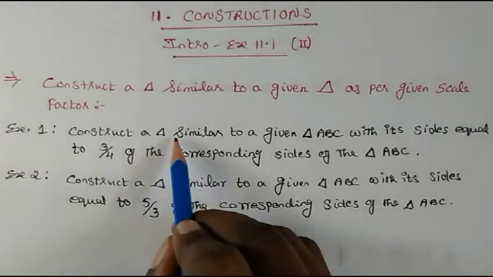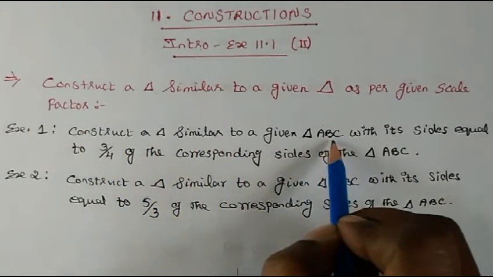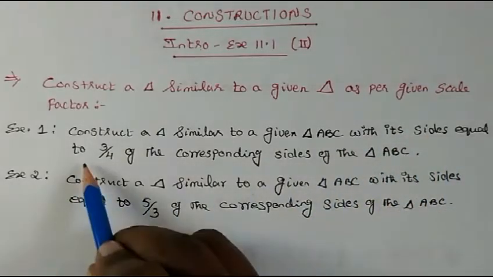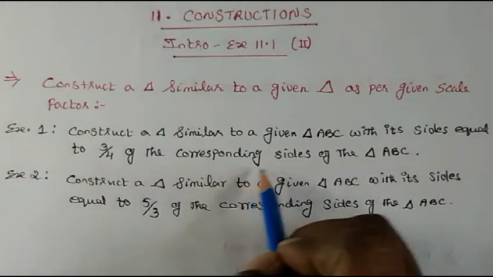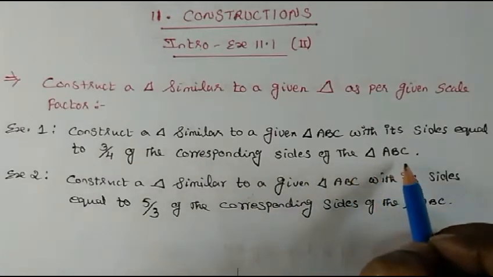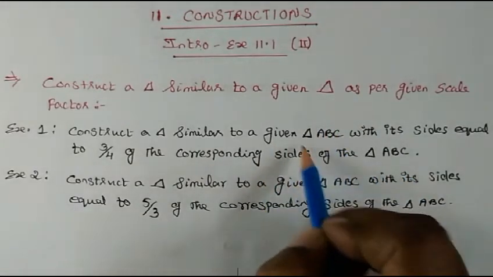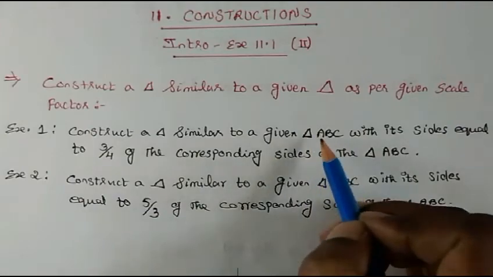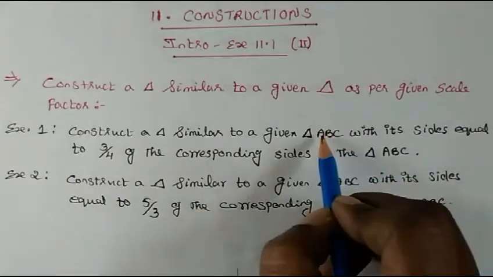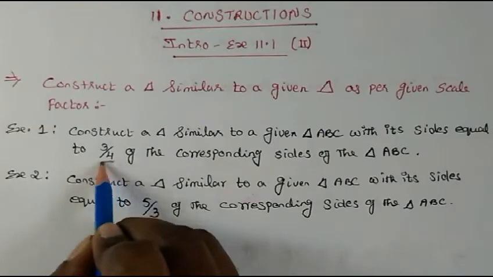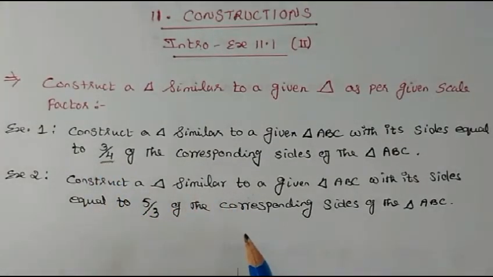We have to construct a triangle similar to a given triangle ABC with its sides equal to 3 upon 4 of the corresponding sides of the triangle ABC. So we have to take a triangle ABC and construct one more triangle similar to it, but that triangle will be 3 upon 4th of the triangle ABC. Same way here, construct a triangle similar to a given triangle ABC with its sides equal to 5 upon 3 of the corresponding sides of the triangle ABC.